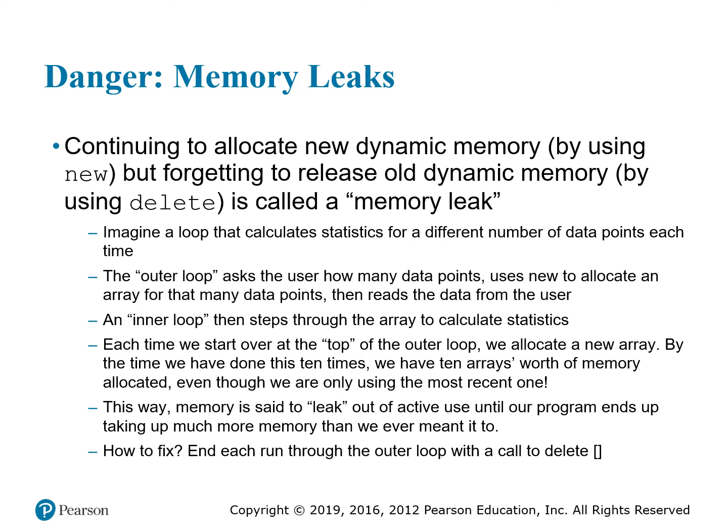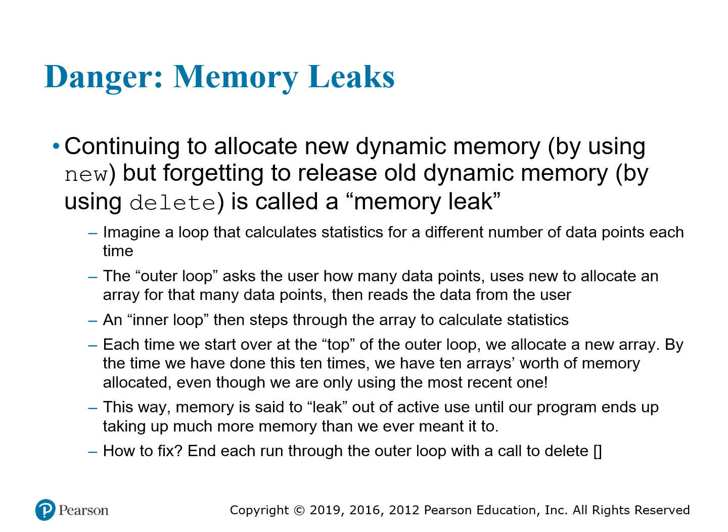So there's a danger here with using dynamic memory called a memory leak. This was a big problem back in the days of C programming, before we had cool things like C++ vectors that managed their memory for us. And if you decide to use dynamic memory to allocate your arrays instead of using a C++ vector, you have to remember to delete that memory. So let's look at what would happen if you didn't.